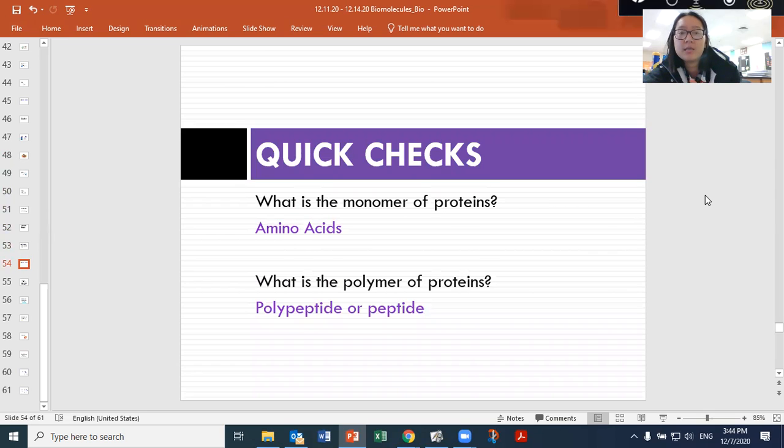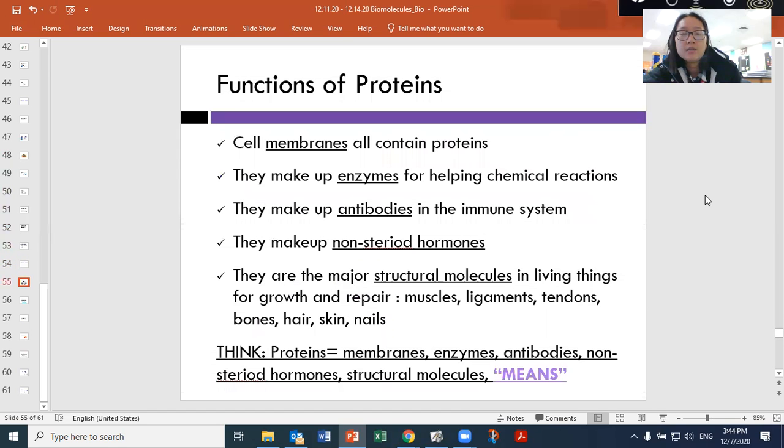So quick check, what is the monomer of a protein? It's called an amino acid. And what is the polymer of a protein? A long one is called a polypeptide, and a short one is just called a peptide. So here are the functions of a protein. And so we have this acronym called MEANS that will help you remember it.